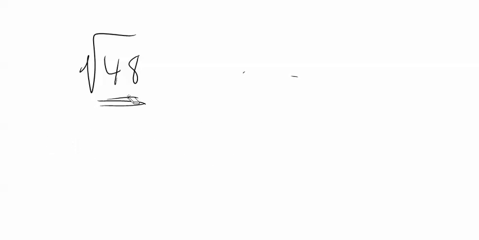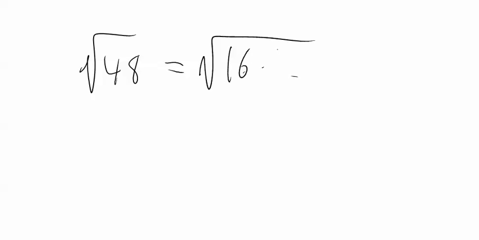This time I'm going to pick something different. In fact, I'm going to write this as the root, and actually I'm going to write 16 times 3. So 16 times 3 is the same as 48. Now the nice thing about this number is 16 is a perfect square. It's 4 squared. And so I can pull that out, and I'm going to get 4 root 3.